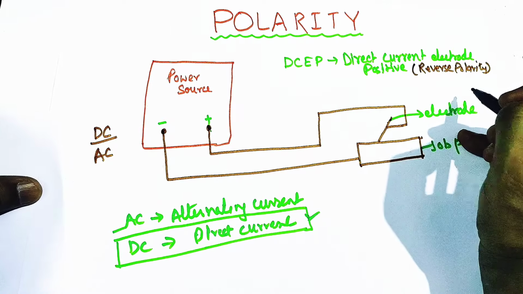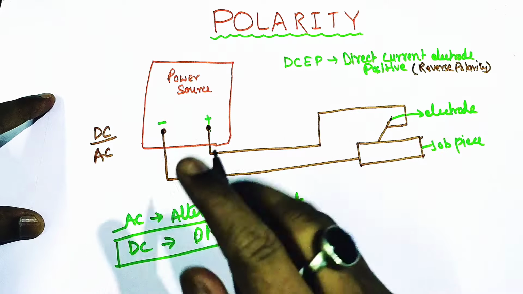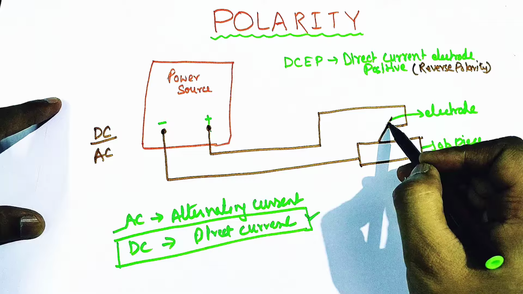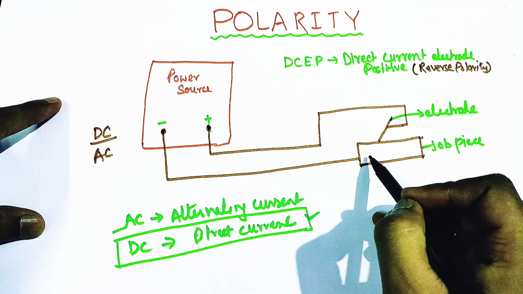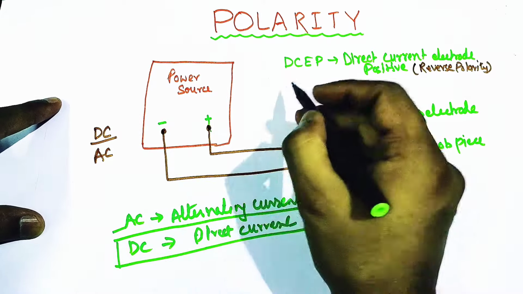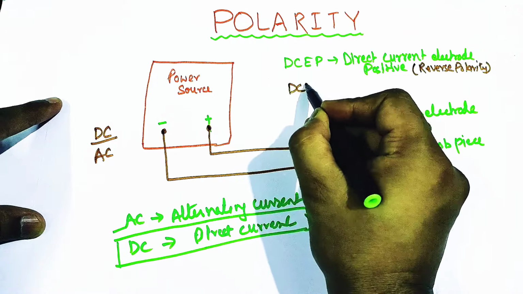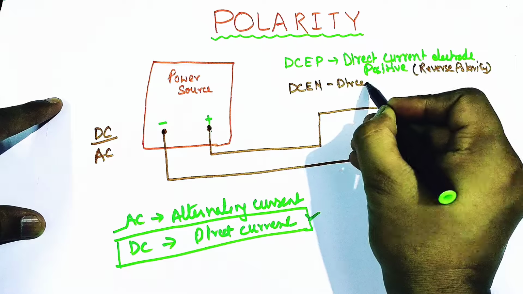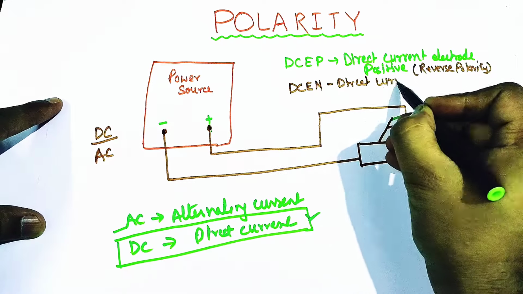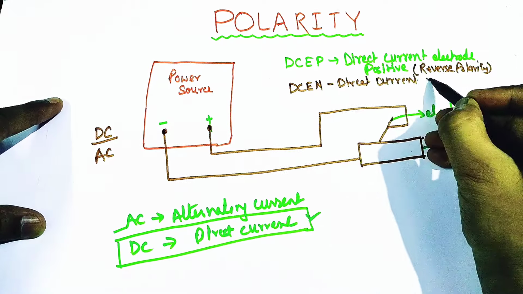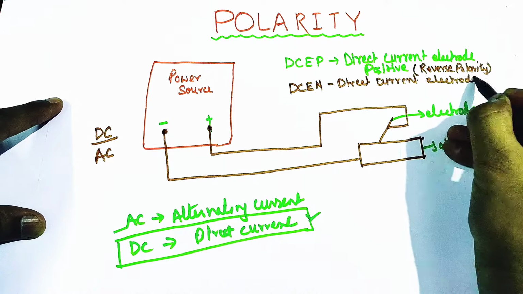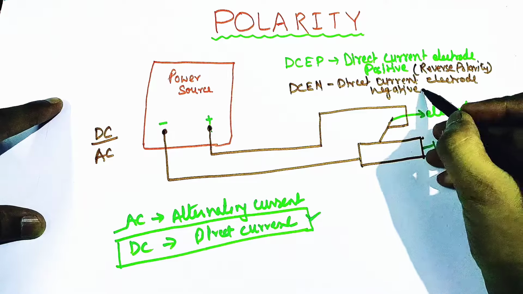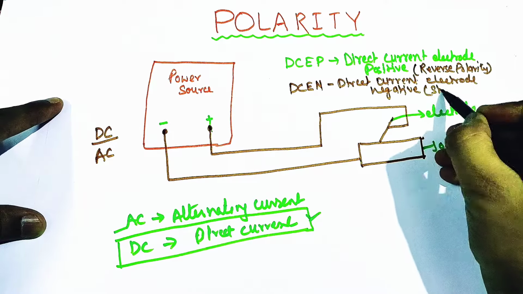DCEP or reverse polarity. One more thing can happen. Electrode can be connected with the negative terminal and the workpiece can be connected with the positive terminal. Then in that case the configuration is known as DCEN, direct current electrode negative. And this is also called as straight polarity.